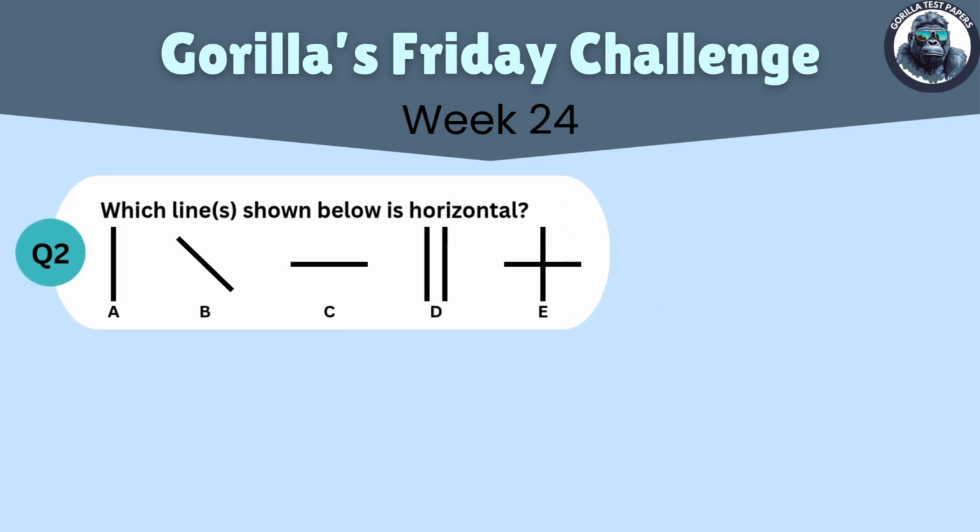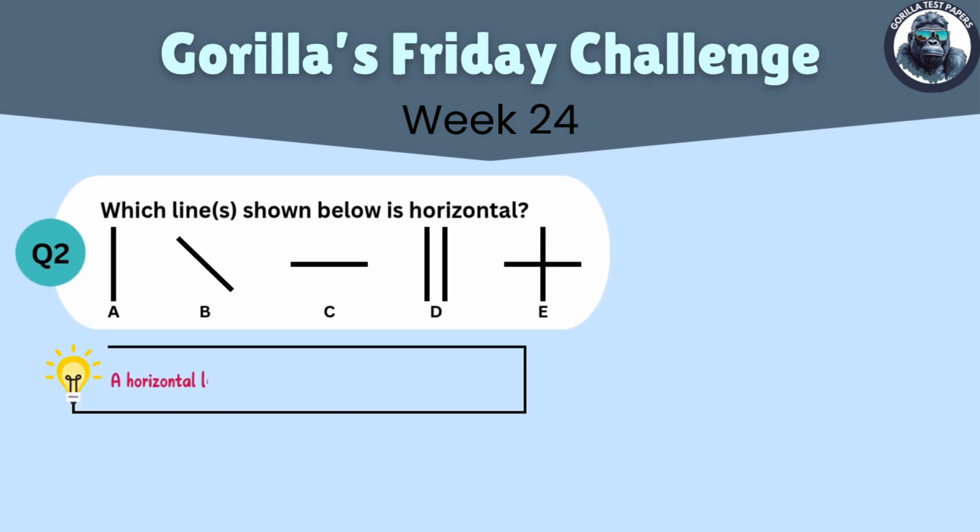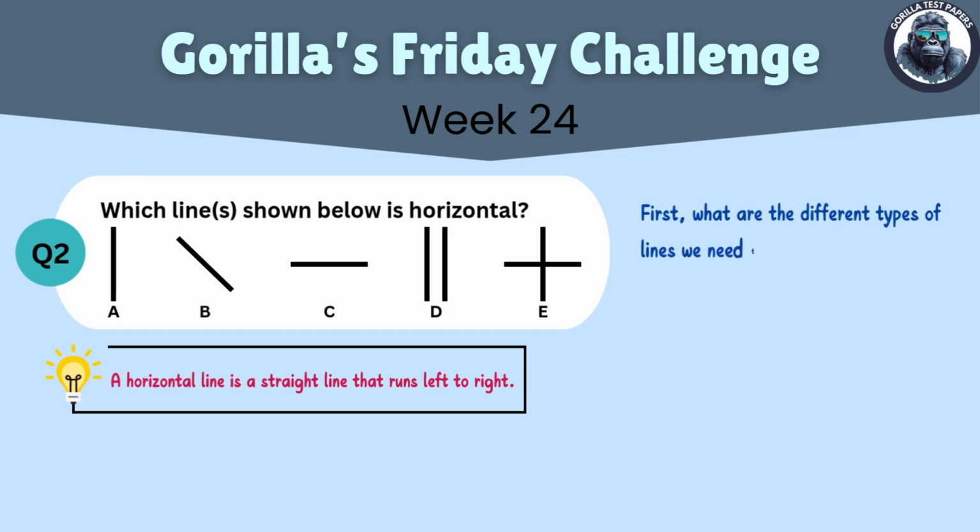Alright, let's get into it. The learning point for this question is that a horizontal line is a straight line that runs from left to right. Now before we find the answer, let's quickly go over the four types of lines we need to know. So there's vertical, which goes straight up and down, horizontal, which goes straight across from left to right, parallel, which are lines that never meet and stay the same distance apart, and perpendicular, which are lines that meet or cross at a right angle. So now let's look at the lines shown on the screen.